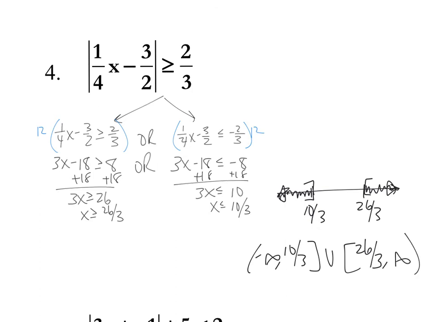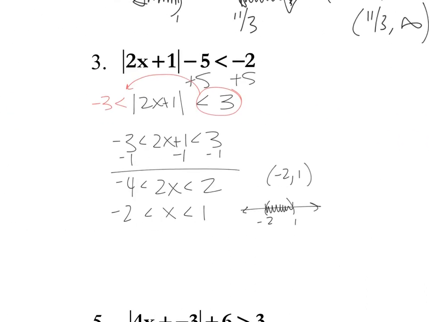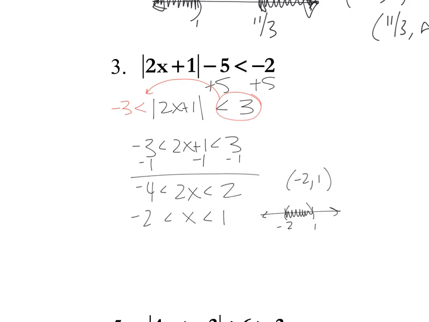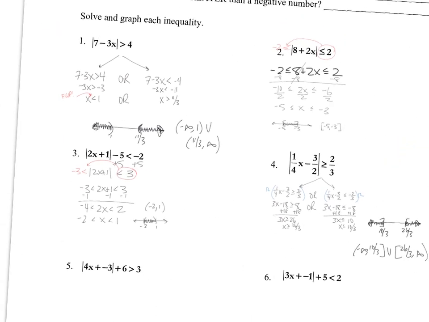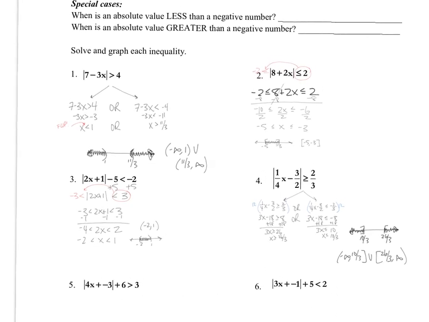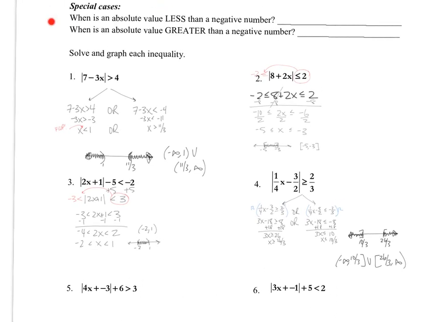So there's only two different kinds, you guys. There's greater questions, write two equations just like this one. There are less than questions where you just write it as a compound inequality and solve it. The graphs will look different depending on what kind of question it is. And then we are going to save the special cases for class tomorrow. That includes number 5 and number 6, okay? The rest of it you guys should be good on.